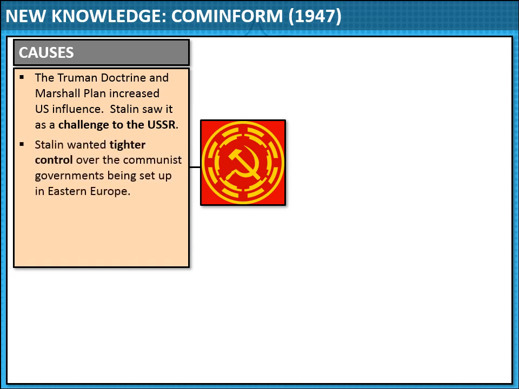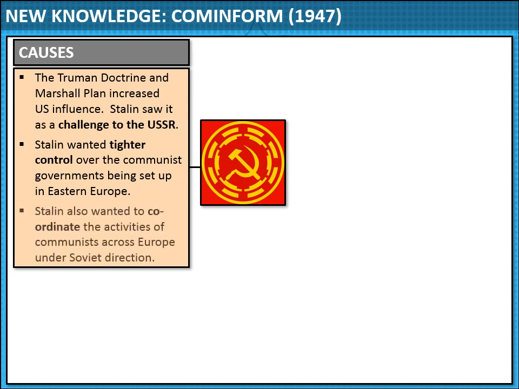Secondly, don't forget, at this time, the USSR was busy setting up satellite states with communist governments in Eastern Europe and wanted to tighten Soviet control of them. But in addition to this, Stalin wanted to coordinate the activities of communists in all European countries, even those in Western Europe, making sure that they acted under Soviet direction.